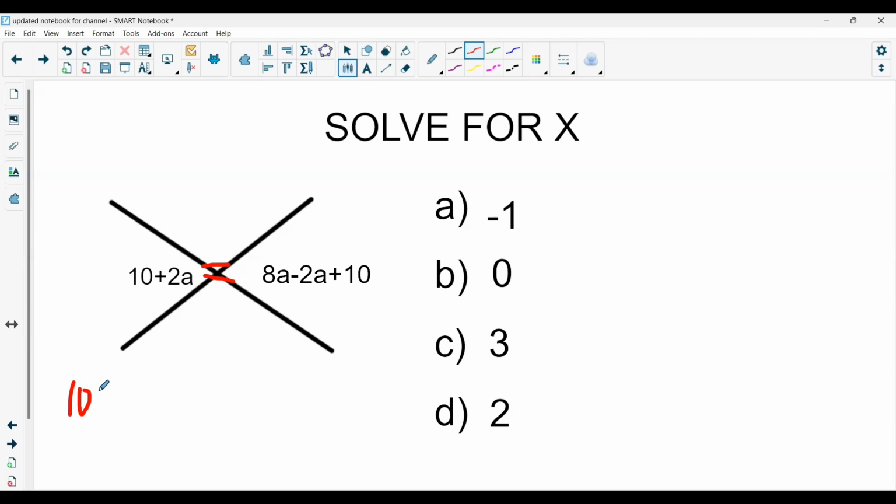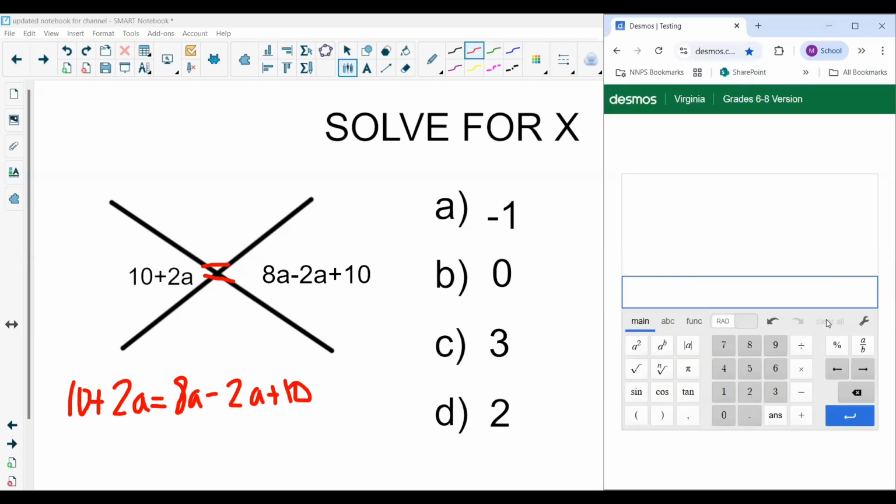I have 10 plus 2a, and I know it is equal to 8a minus 2a plus 10. All right, now let me put this in my calculator. Okay, it should be doing the same. I'm going to do 10 plus 2a. I see the equal sign, so I'm going to hit enter. And then I have 8a minus 2a plus 10. And enter again because I'm done.